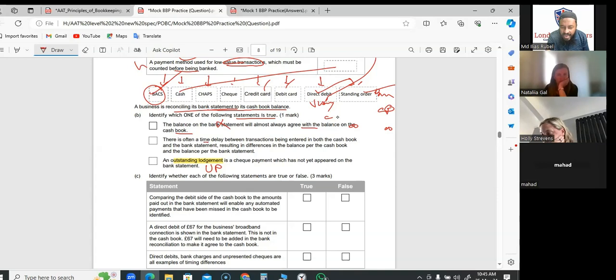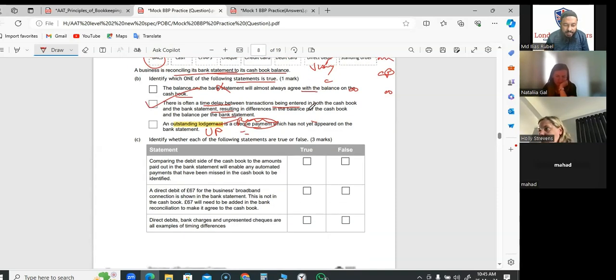There is often a time delay between a transaction being entered in the cash book and the statement balance per cash book balance. What do you think of it? This is a good answer, isn't it? There could be a difference, but let's read: the outstanding lodgement is a check payment. No, I said received. Unpresented check is a check payment. Remember, outstanding lodgement is a check received and recorded on the debit side of the cash book. You should write it down. Outstanding lodgement: check received. So this is the answer here.